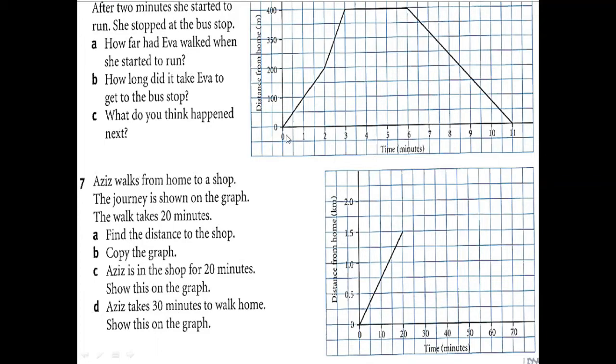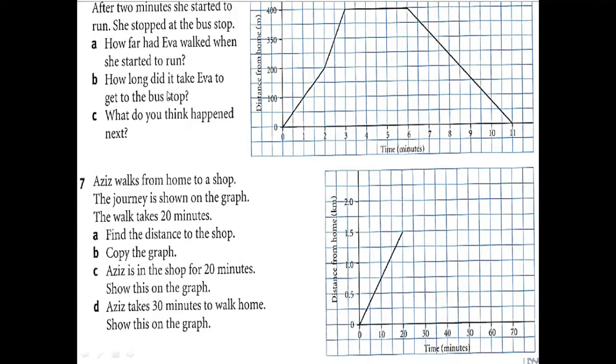Okay, from here to here, 2 minutes. So in 200 kilometers, he said how far. So in 200 kilometer, she's walking. Okay, and after that, she started running. So you are writing here 200 kilometer.